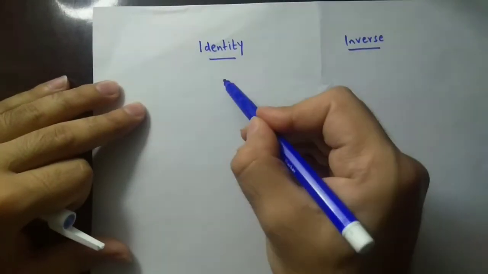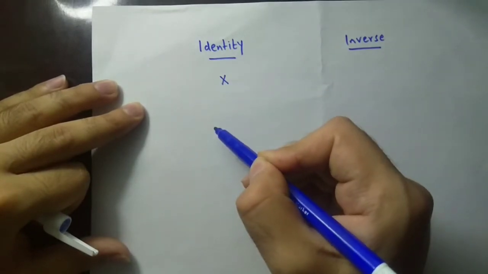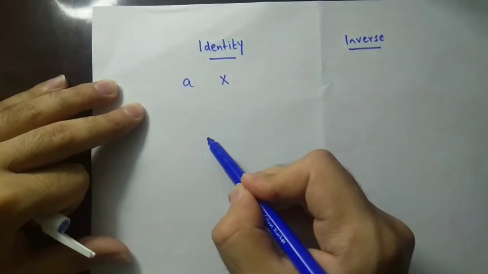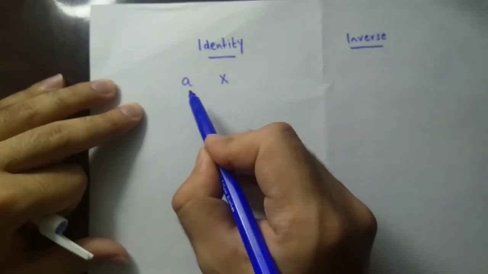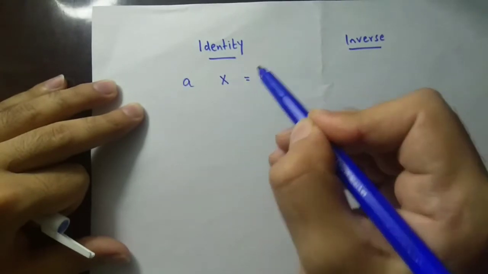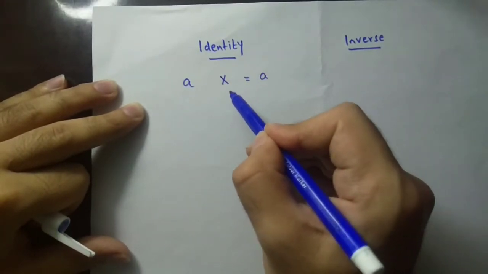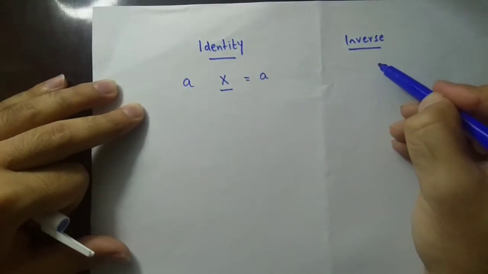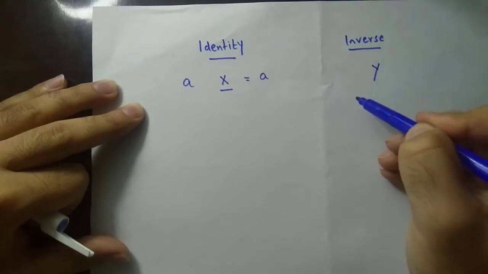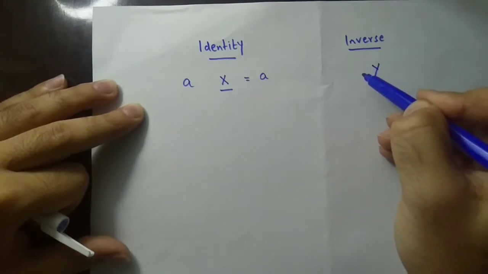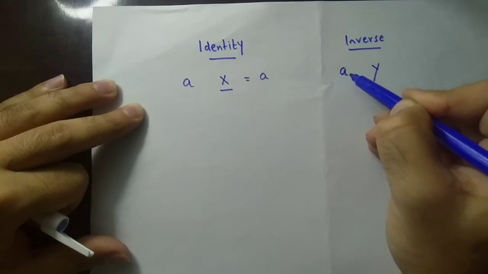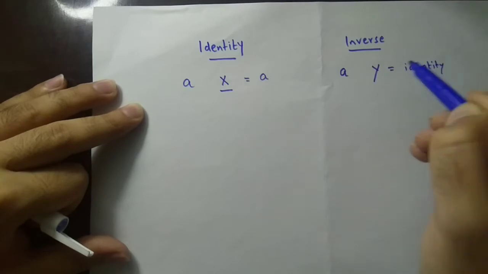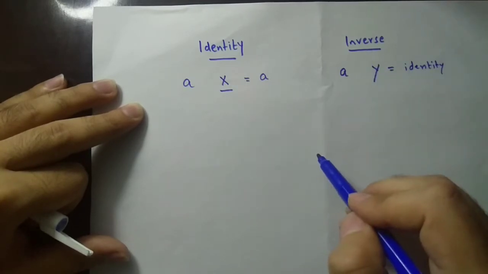Okay, so a specific number x such that when it is applied to a specific number a will have no effect on this number a. You will get the a as the answer. Such a number x is called identity. Whereas if you have a specific number, say y, such that when this is applied to another number a, it results in an identity, this y is called an inverse.